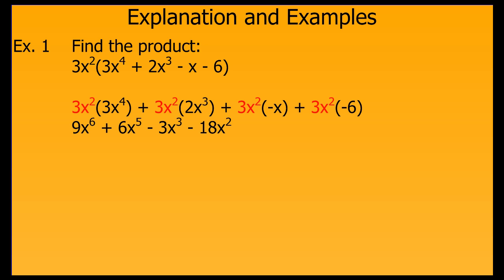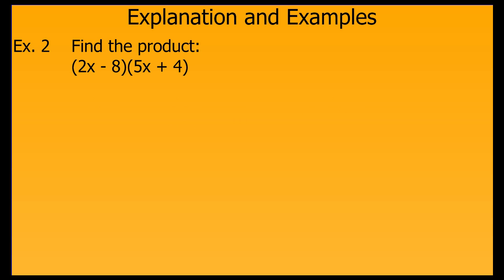So 3x squared times 3x to the fourth is going to give us 9x to the sixth, because 3 times 3 is 9, and x squared times x to the fourth gives us x to the sixth, because when we multiply, we add exponents. Same with 3x squared times 2x to the third, we get 6x to the fifth. 3x squared times negative x gives us negative 3x to the third, and 3x squared times negative 6 gives us a negative 18x squared. In this example, we're going to multiply two binomials together.